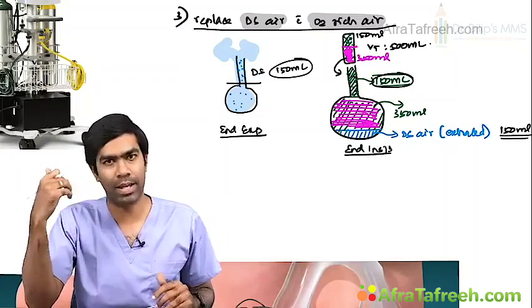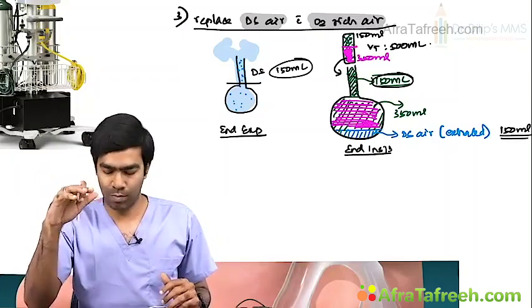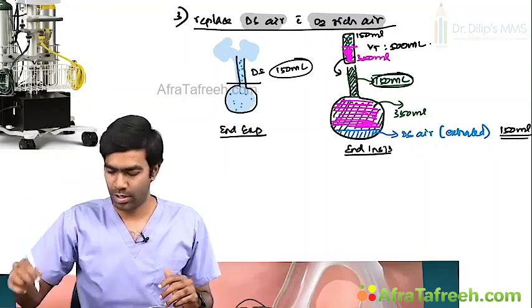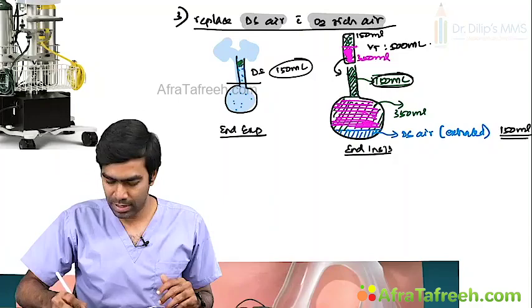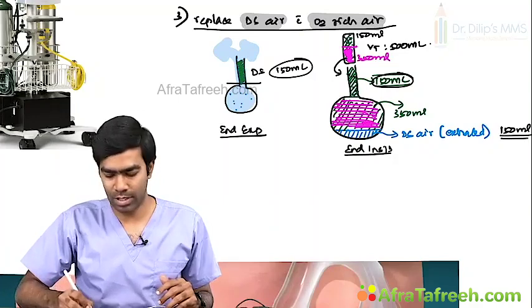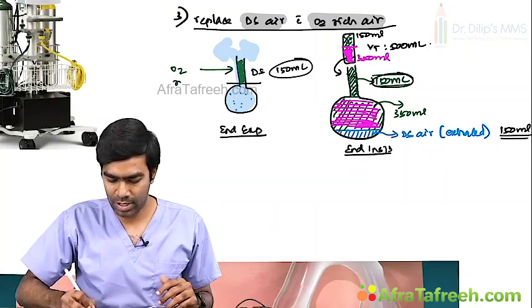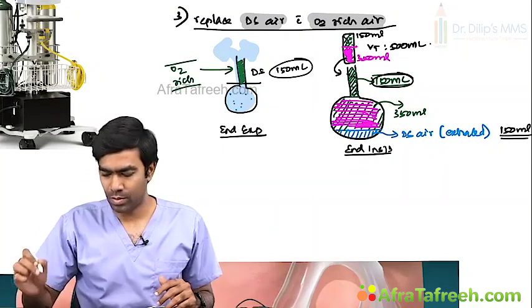I'll draw the same diagram once again. But here, what these devices are trying to do is, what if I replace this dead space carbon dioxide gas with oxygen rich gas? What will happen? So first of all, how can you do that? That's the question. How can you replace the dead space gas with the oxygen rich gas? That's where your high flow mechanism comes into play.